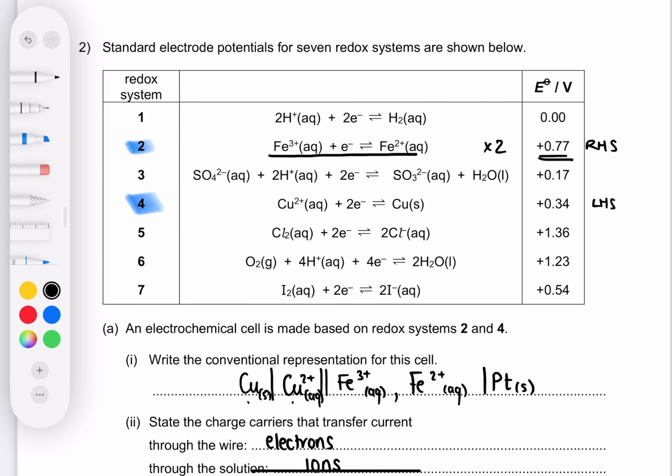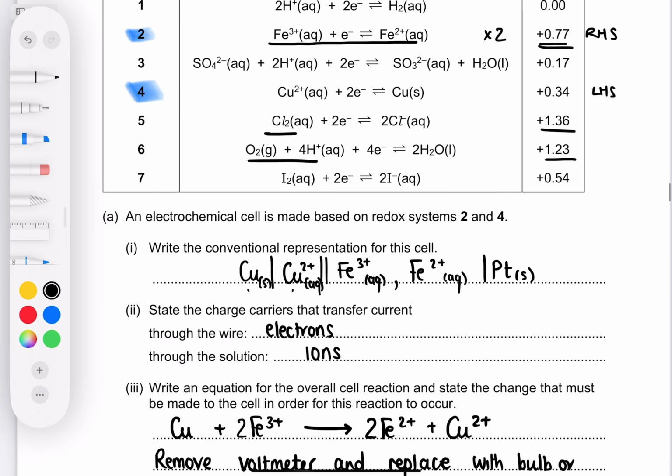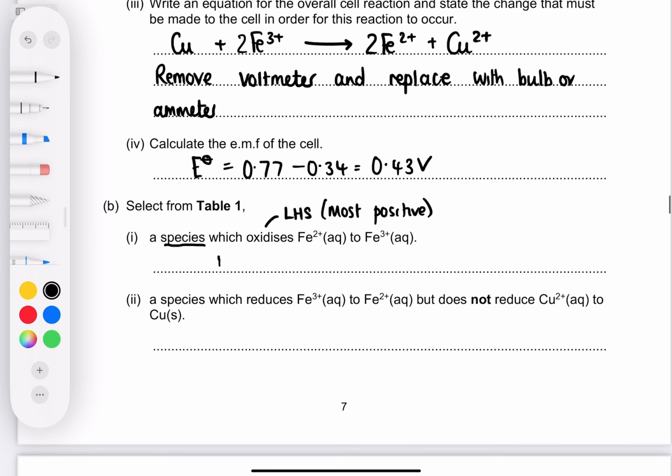So we need to find a species on the left-hand side that has a number bigger than 0.77. So this and this are both bigger than 0.77. So we could either have chlorine, or we can have oxygen in acidified conditions. That was O2 with H+.